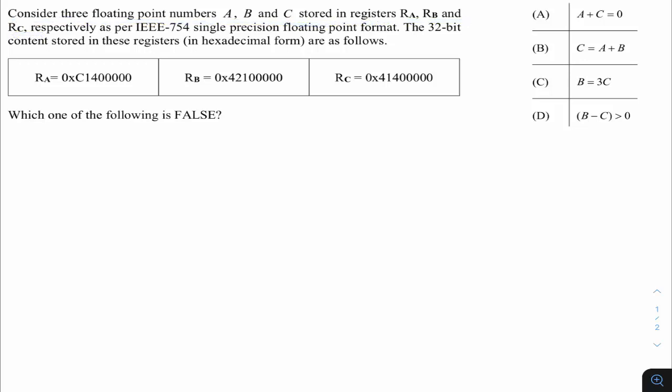The question here is: consider three floating point numbers A, B, and C stored in registers RA, RB, and RC respectively as per IEEE 754 single precision floating point format. The 32-bit content stored in these registers in hexadecimal form is as follows. This is the content of register A, register B, and register C. Which one of the following is false? These are the options; we have to find which is false.